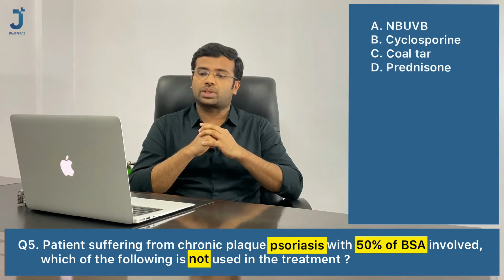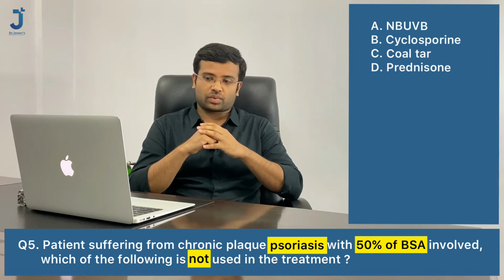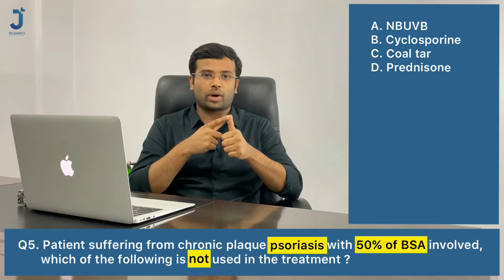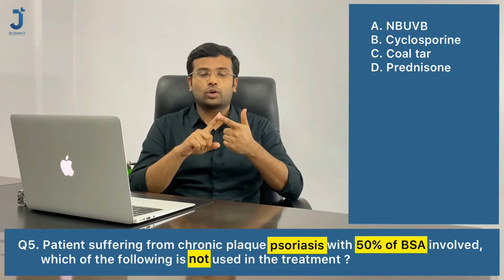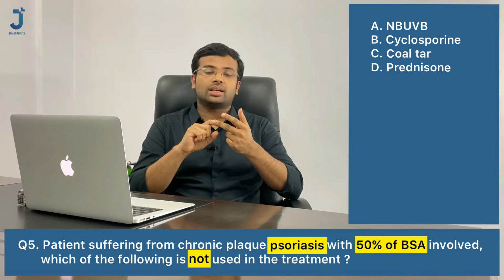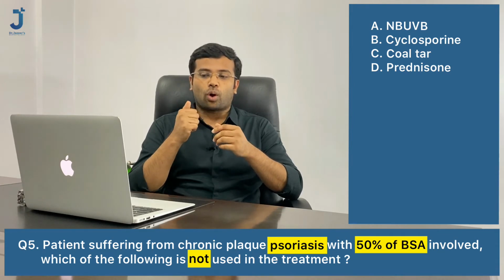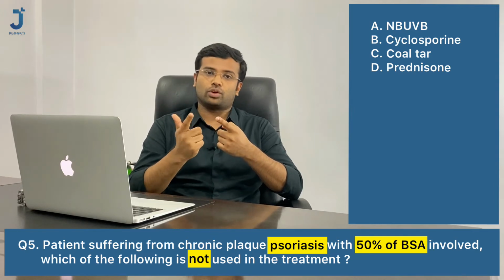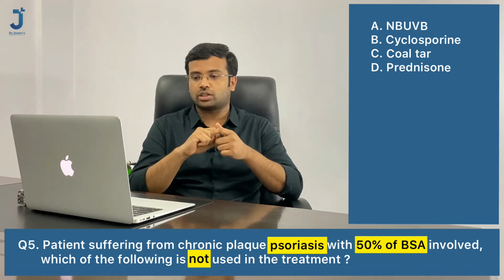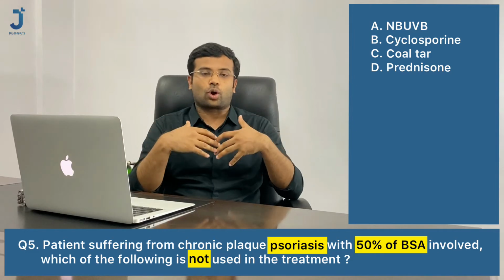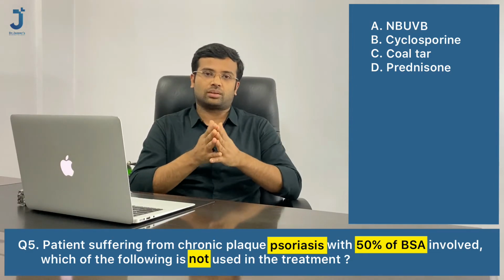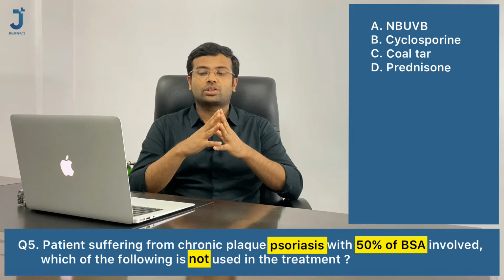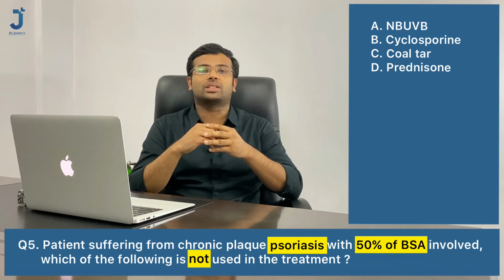Now let us see the options. Which is not used? NB-UVB, that is narrowband UVB, is option A, cyclosporin is option B, C is coal tar, and D is prednisolone. Option A, narrowband UVB, is of course used. Cyclosporin is used as a systemic agent. Coal tar is used topically. And what is not used among all these options is prednisolone.